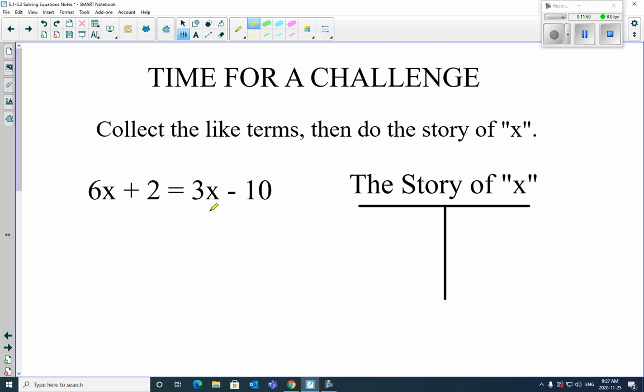How would you get a positive 3x over to the other side? Well, I'll give you a hint: you would subtract it. So I want you to subtract 3x from both sides. Then you're going to have a new line here. Then do the story of x. Do that one, and then you can check back with me either in class or you can send me a message on Teams or just send me an email, and I'll help you with that one, okay?